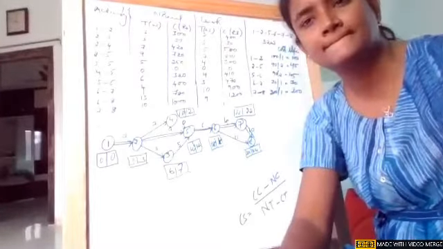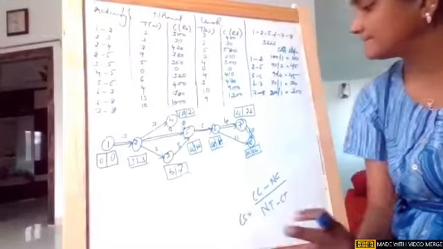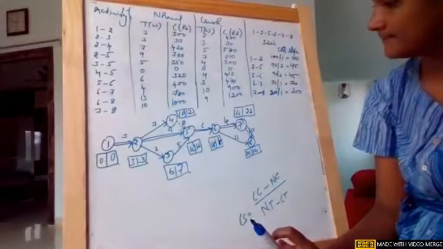Yeah, please tell me. Ma'am, at the 6th node, the value is 18 and 19, ma'am, not 18 and 18.